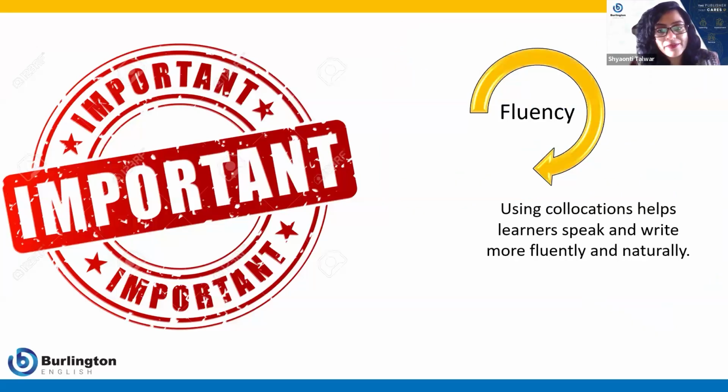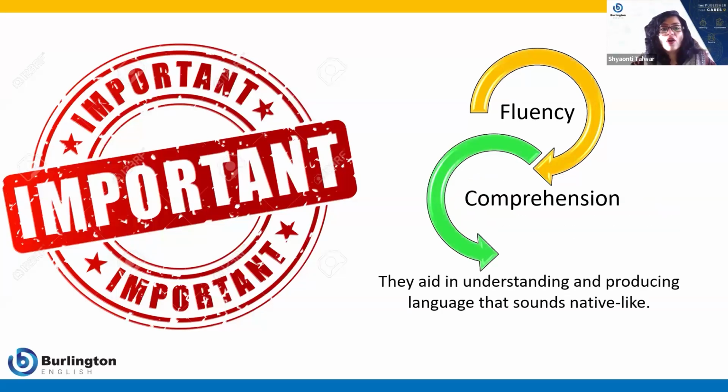A is fluency. The learners are able to use the language more fluently, effectively, and in a more natural way, right? Then comprehension. So collocations help understand very nuanced meanings. They improve understanding and comprehension, and they also facilitate effective communication.